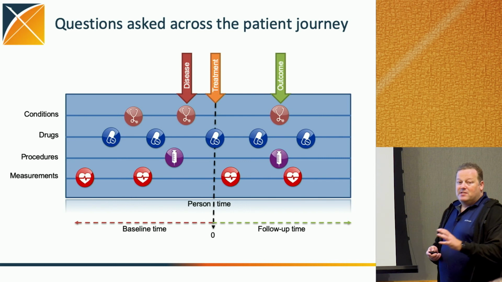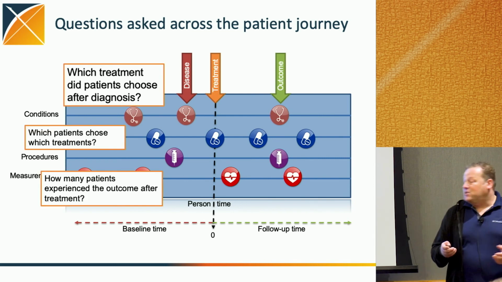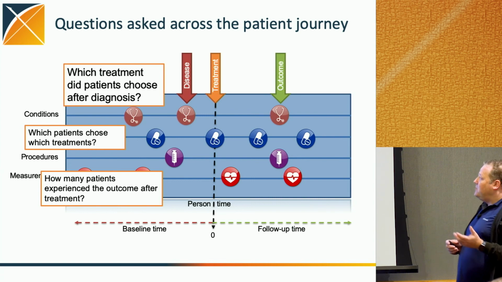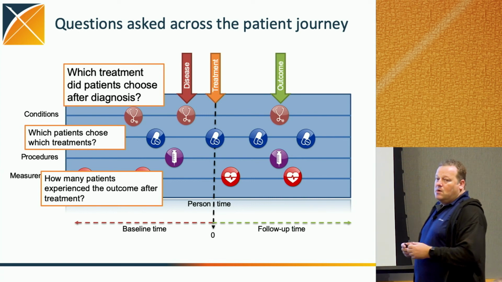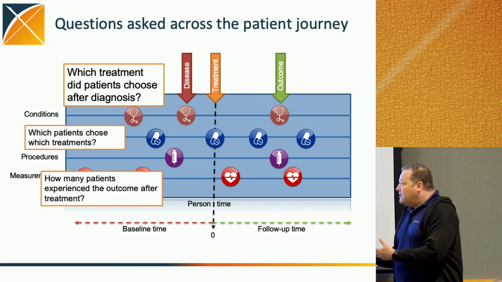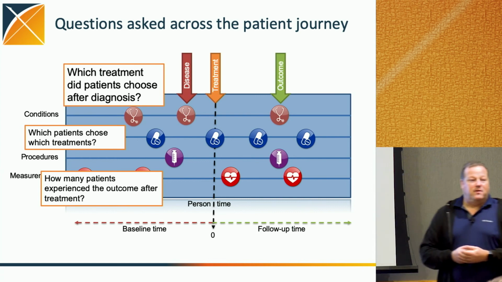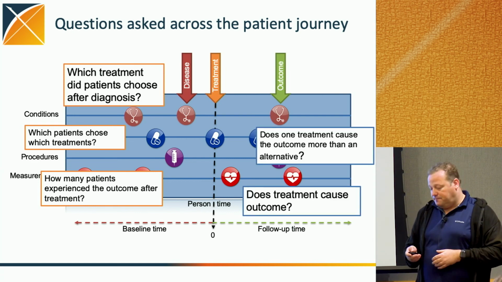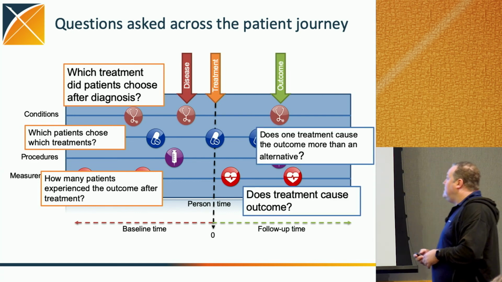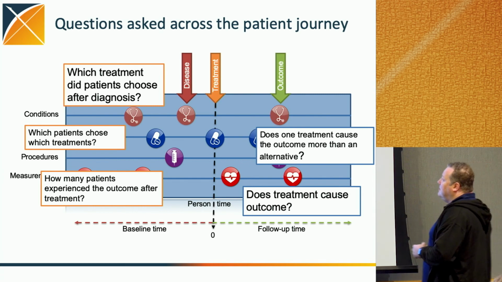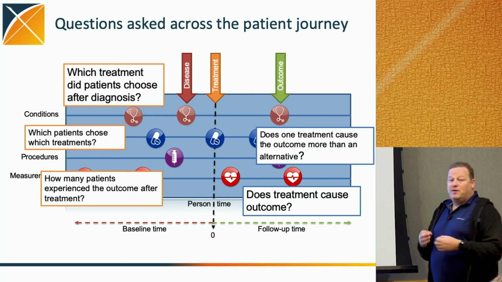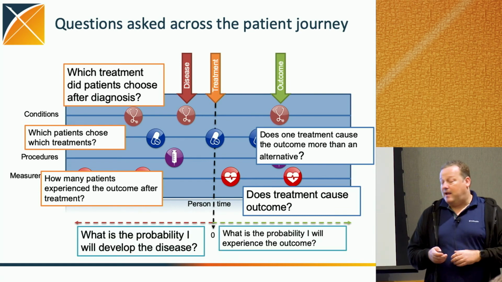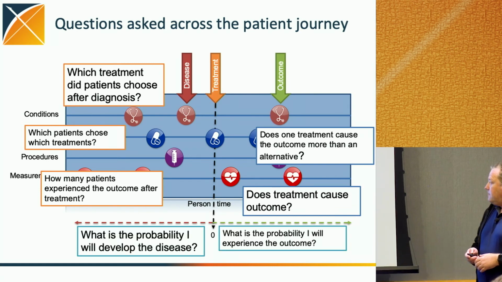So what are the questions that we are asking during this patient journey? It can be, for example, questions like, which treatment did patients choose after a diagnosis? Or which patients choose which treatment? Or how many patients experience a certain outcome? So it's more descriptive, like data characterization. We can also have questions more in causal space, where we try to compare two different treatments or see if a treatment causes a certain outcome.